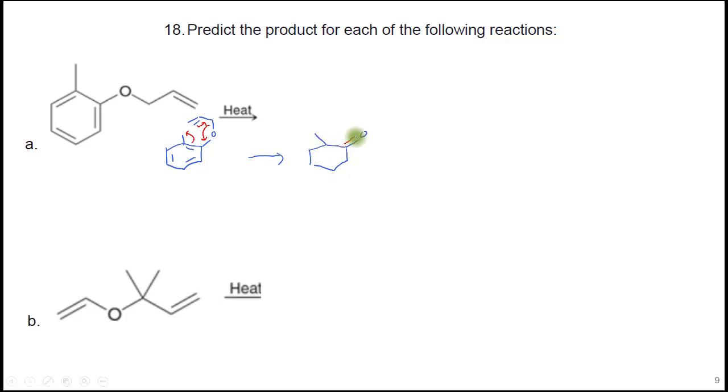So here is the double bond that I formed. There's a new sigma bond here as well. That carbon and another carbon, and then there's a new carbon double bond there. So that's the structure that you would see there.